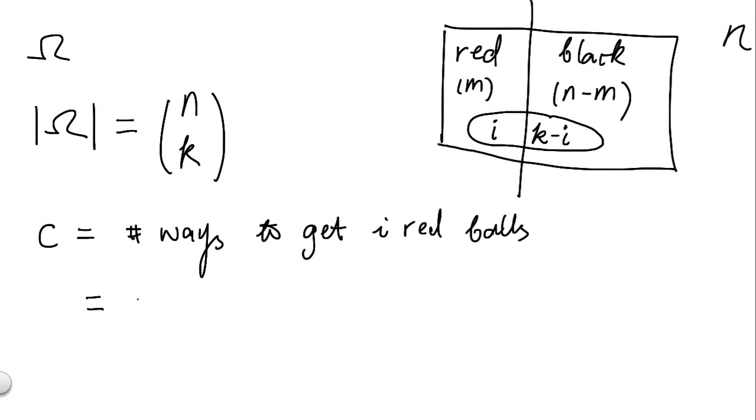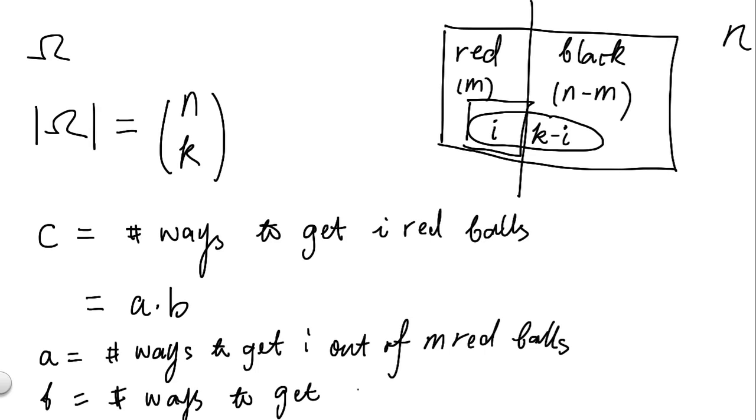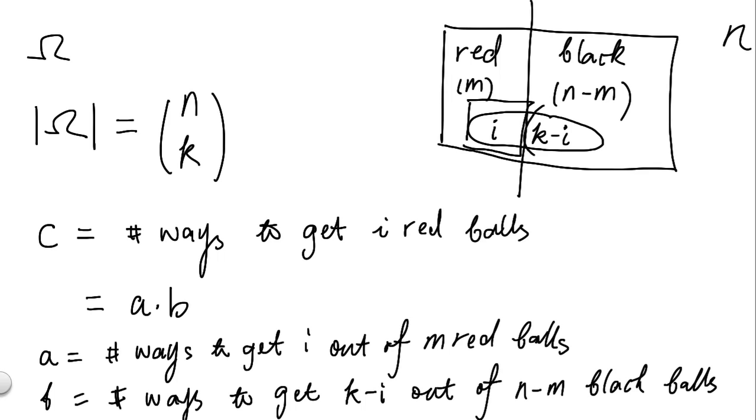To do so, we'll break C into a product of two numbers, let's call it A times B, where A is the total number of ways to select i red balls out of m red balls. So the number of ways to get i out of m red balls. Going back to the picture, this corresponds to the total number of ways to get these balls. And similarly, we'll define B as the total number of ways to get the remaining k minus i balls out of the set of n minus m black balls. This corresponds to the total number of ways to select the subset right here in the right side of the box. Now, as you can see, once we have A and B, we multiply them together, and this yields the total number of ways to get i red balls.